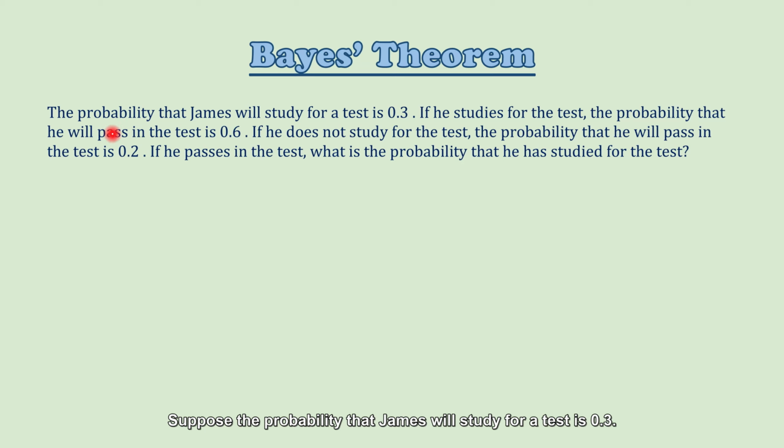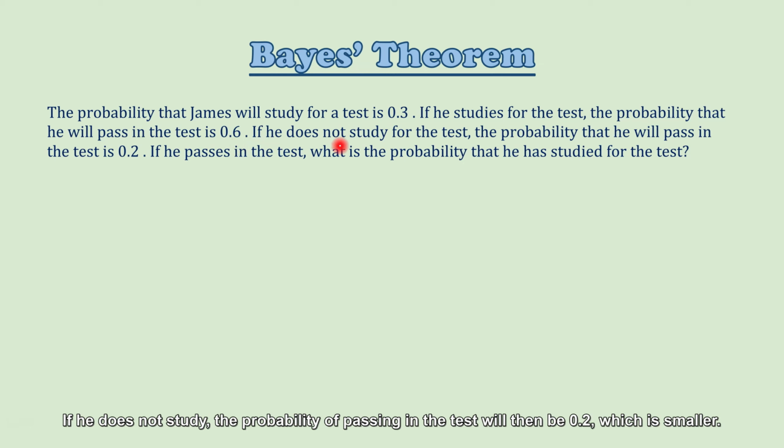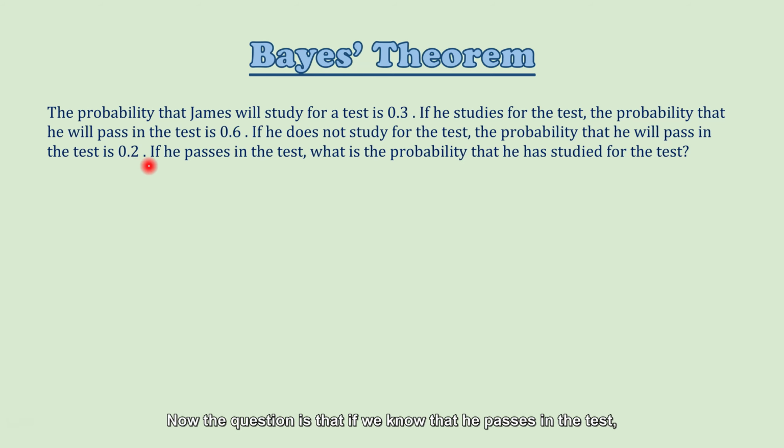Suppose the probability that James will study for a test is 0.3. If he studies for the test, then the probability that he will pass is 0.6. If he does not study, the probability of passing in the test will then be 0.2, which is smaller. Now the question is that if we know that he passes in the test, what is the probability that he has studied for the test?